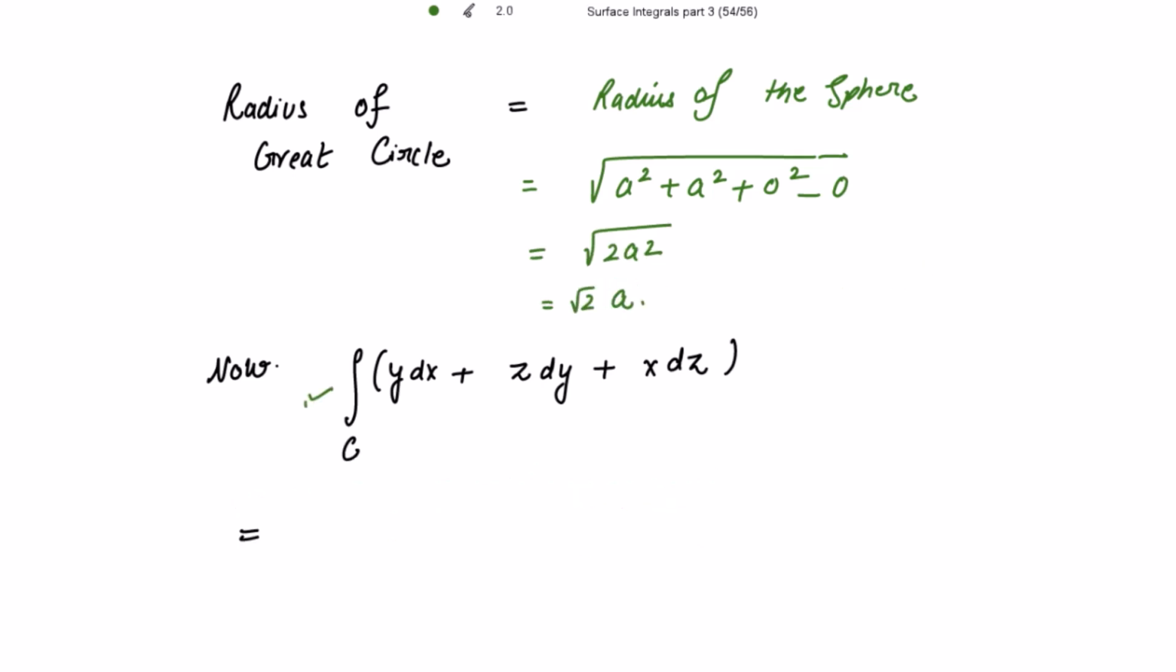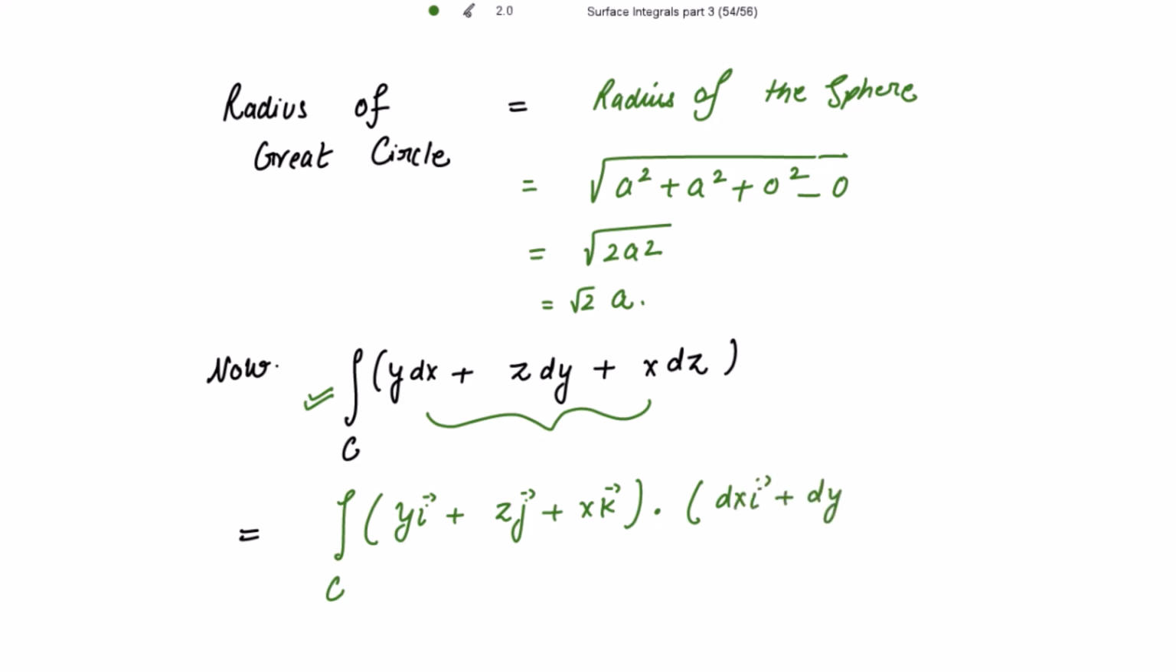And now let's evaluate this given line integral. So this is equal to the integration over the curve C. I can write this as the dot product of y i vector plus z j vector plus x k vector, taking its dot product with dx i vector plus dy j vector plus dz k vector. If I take r vector to be x i vector plus y j vector plus z k vector, from here I get this to be dr vector. So writing this further as the line integral of y i vector plus z j vector plus x k vector dot dr vector.